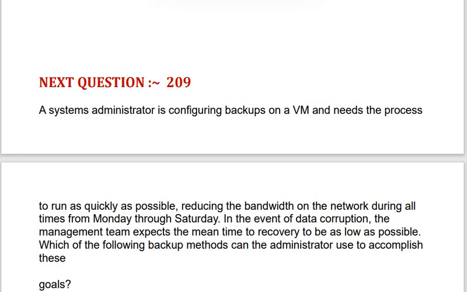Our question is, a systems administrator is configuring backups on a VM and needs the process to run as quickly as possible, reducing the bandwidth on the network during all times from Monday through Saturday. In the event of data corruption, the management team expects the mean time to recovery to be as low as possible. Which of the following backup methods can the administrator use to accomplish these goals?